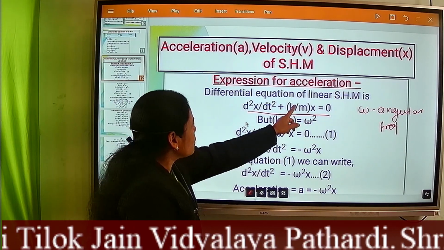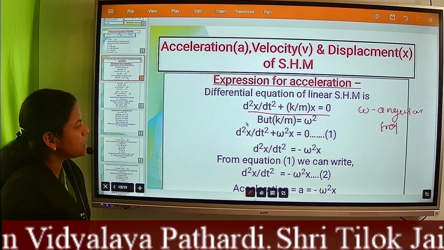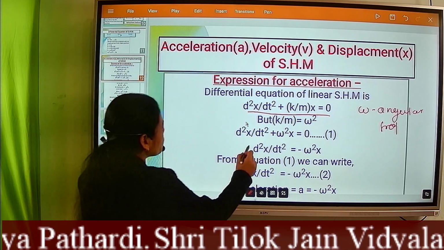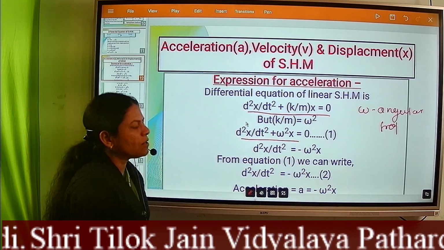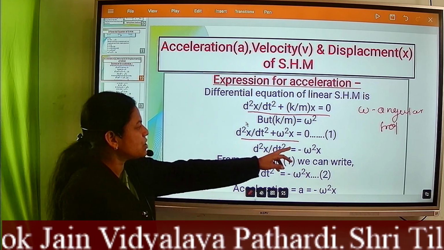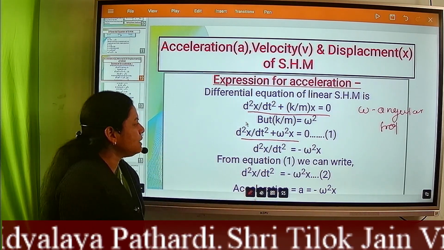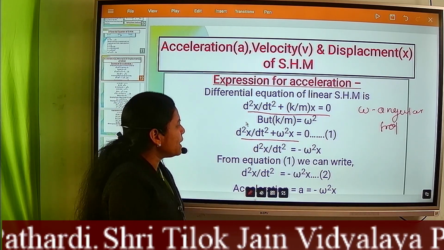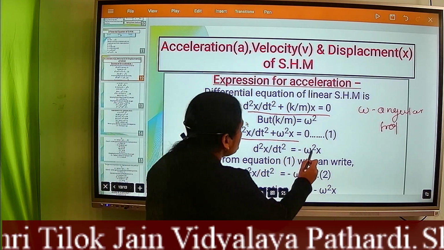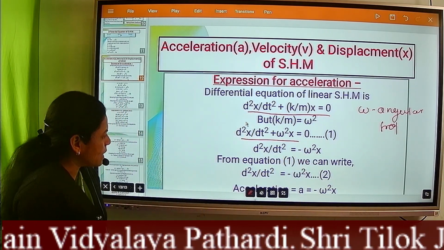Substituting this value in the equation, we get d square x by dt square plus omega square x is equal to 0. Say this is equation number 1. Now again write down the equation: d square x by dt square is equal to minus omega square x.